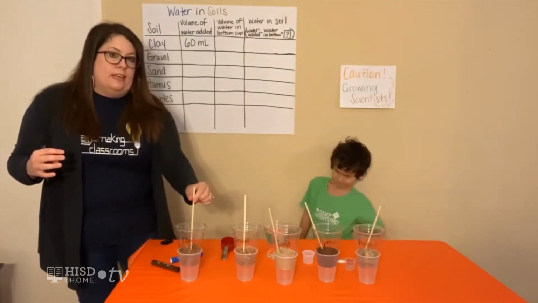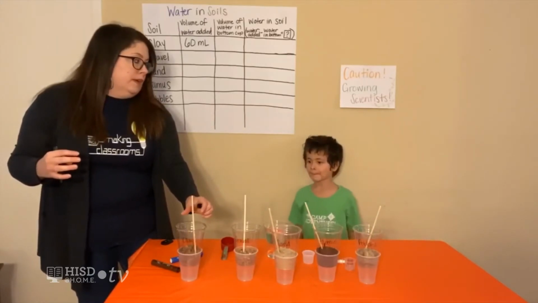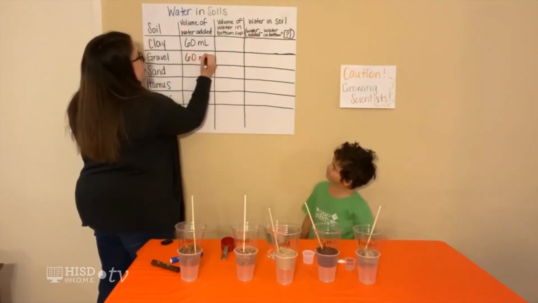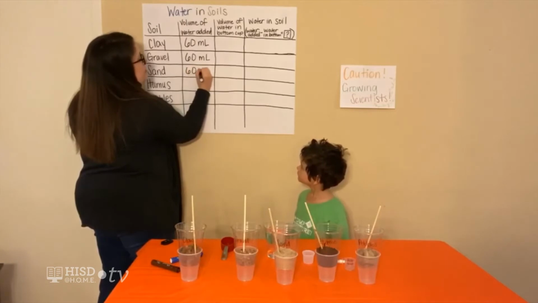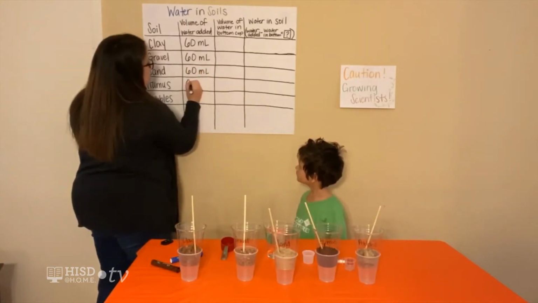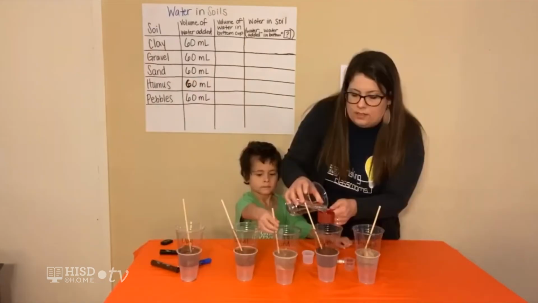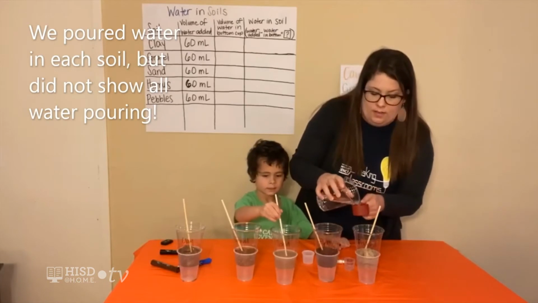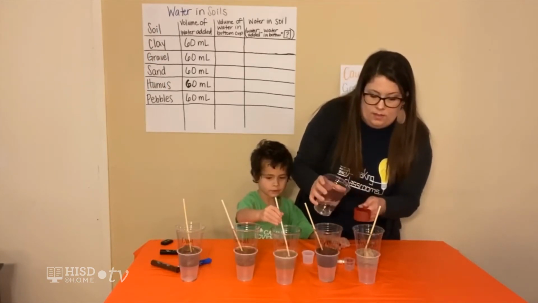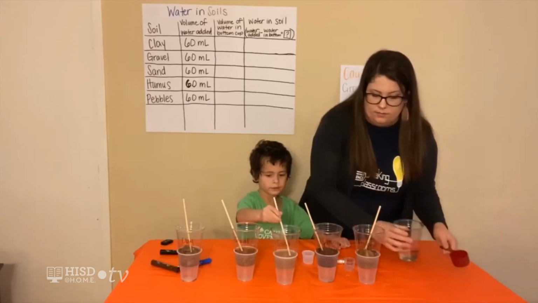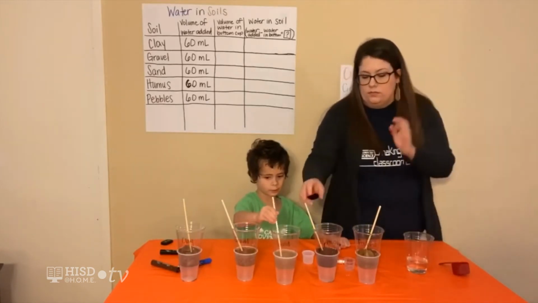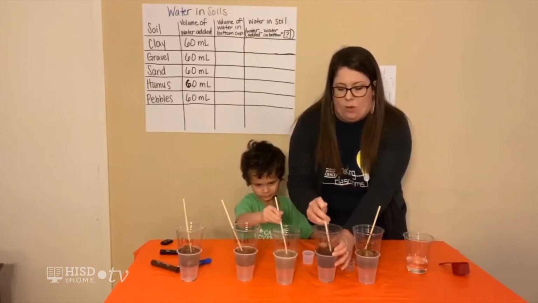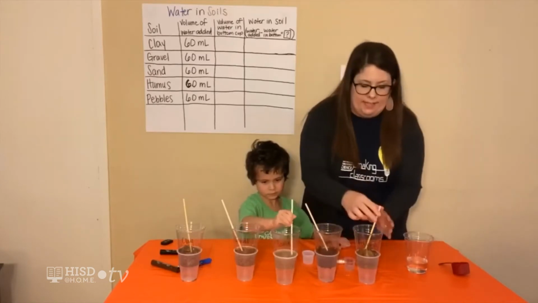And they each have a stick that in a minute Maxwell's going to help me stir around a little bit, okay? So I'm going to write 60 milliliters next to each of these because we're putting the same amount of water in each of these. In our humus. The sand is feeling like quicksand now. Like quicksand? Okay, so we're gonna mix all of these up a little bit, get that water really in there so it's not just sitting at the top.